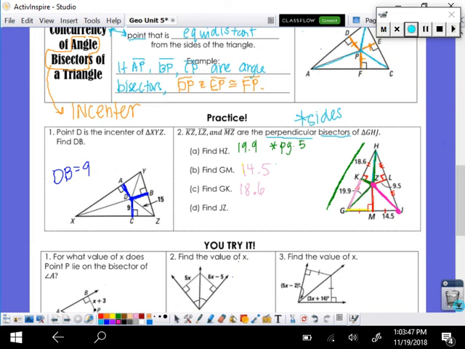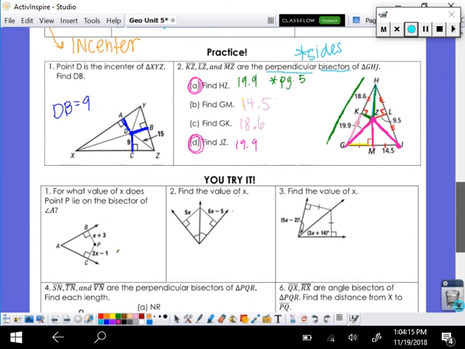Okay, JZ, again, this point Z is on the perpendicular bisector of ZM. So I know that Z is equidistant to J as it is to G. ZG is 19.9, so ZJ will also be 19.9. A and D go along with each other. Those are the same type of problems.